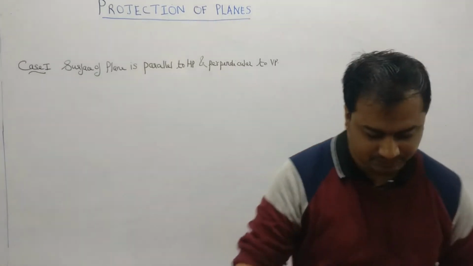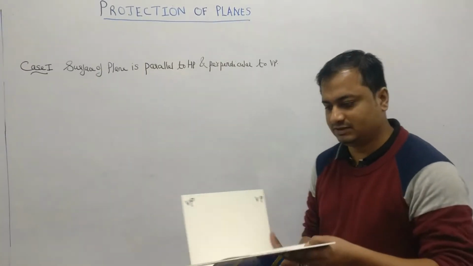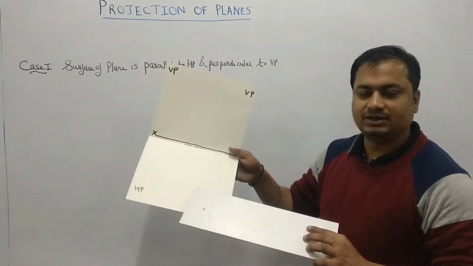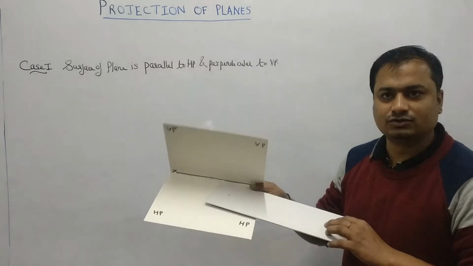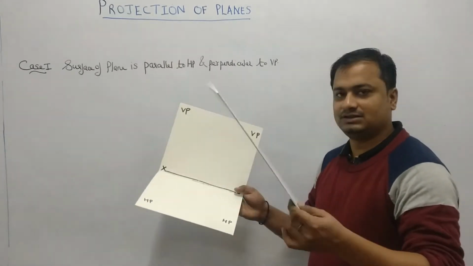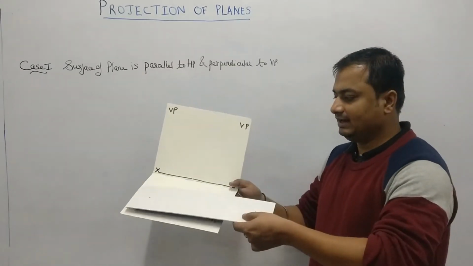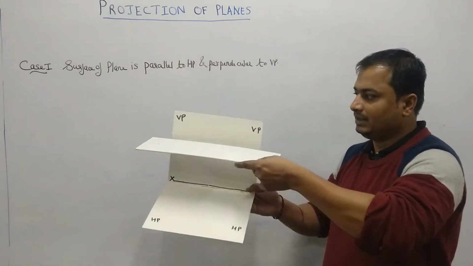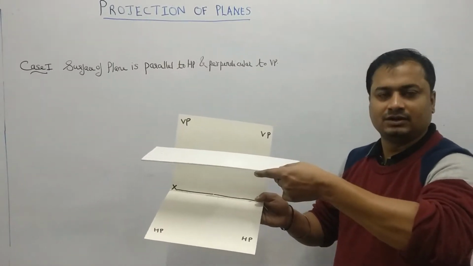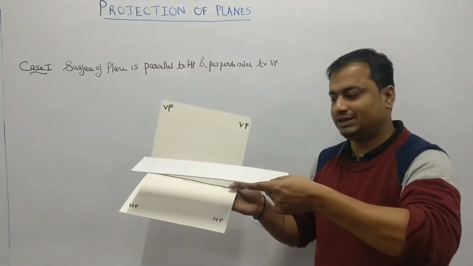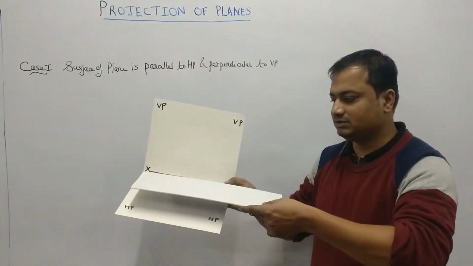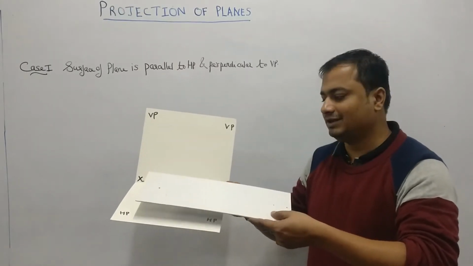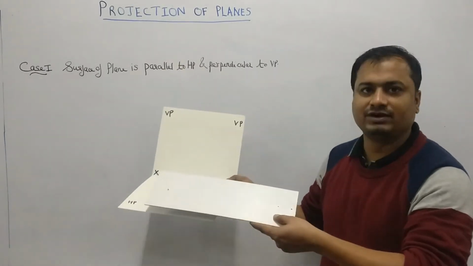looking like this. You have to just imagine by means of this rectangle. Suppose this is my rectangle, this is my VP, this is my HP, this is the reference XY. So the case is something like this. This is a rectangle. Now the rectangle is parallel to HP and perpendicular to the VP. The different cases which I have told you are on the basis of how the surface is going to behave with respect to HP and VP. So based on that only we will be getting different cases of the plane.